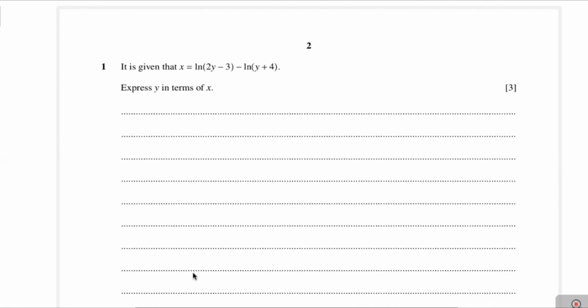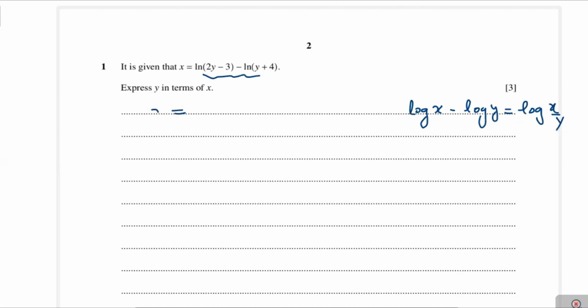Minus 3 minus ln y plus 4, express y in terms of x. Now this difference between logarithms can be written in single form. You know the logarithm rule is log x minus log y equal to log x over y. Now we use this rule here.